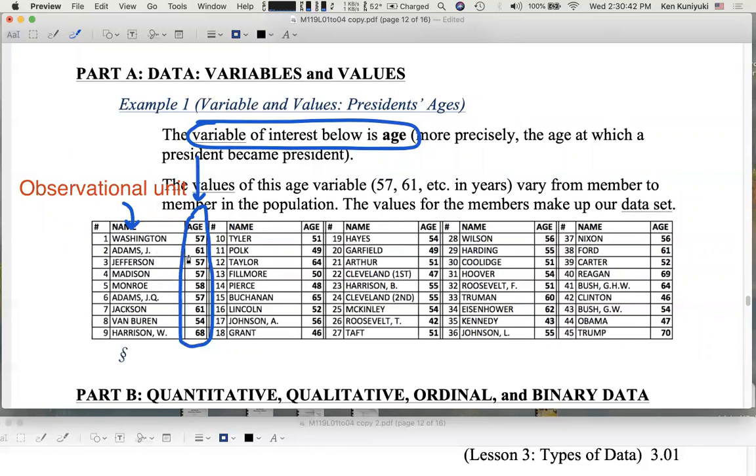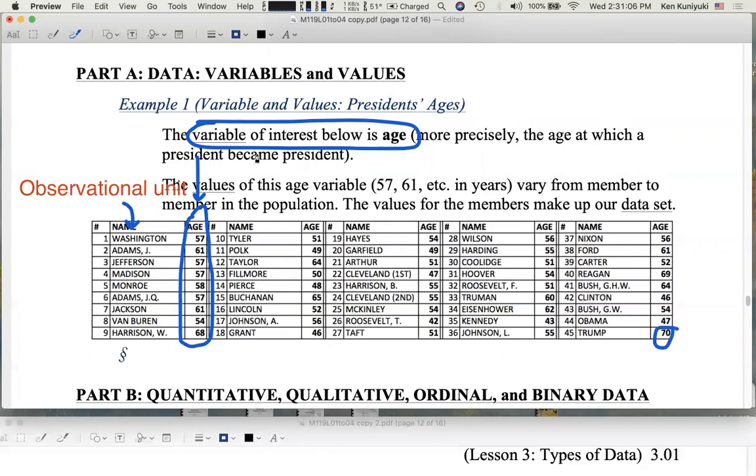John Adams was number 61. Jefferson and Madison were both 57. They both tied Washington. So you can have duplications here in the list of values. But generally speaking, they vary. So we have here the 45 ages for the 45 presidents from George Washington to Donald Trump, who was 70. We're counting Cleveland twice, by the way.